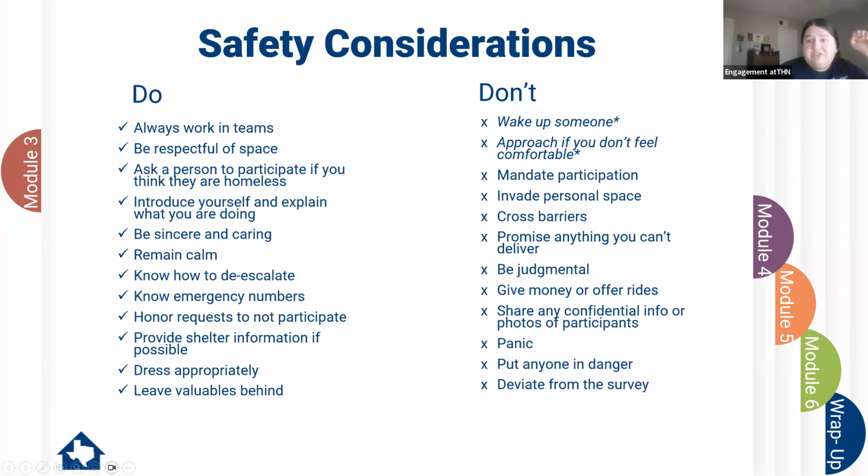These are just some safety considerations for both pit leads and volunteers. The safety of y'all is a very high priority. So please read over this list and make sure that your volunteers read over this list prior to the night of the count. This specific list is geared towards people doing the unsheltered count, but some of these tips also apply to people doing the sheltered count as well.